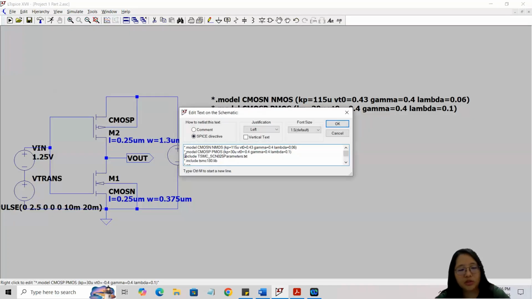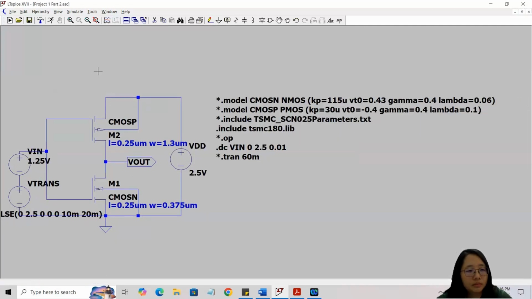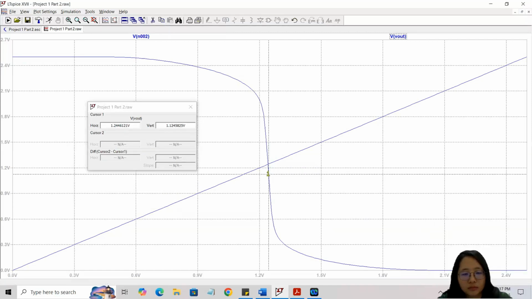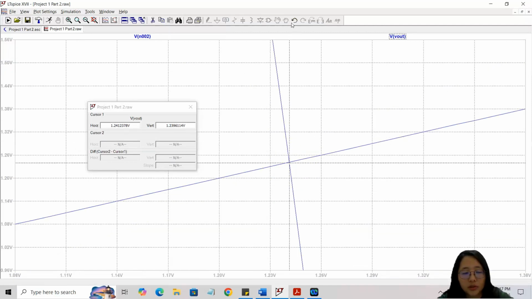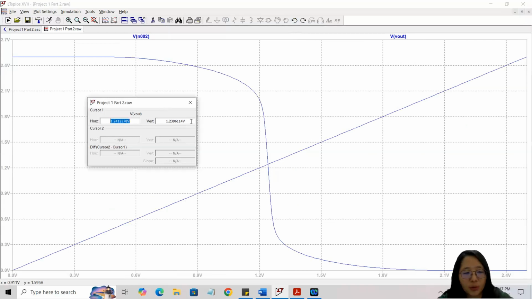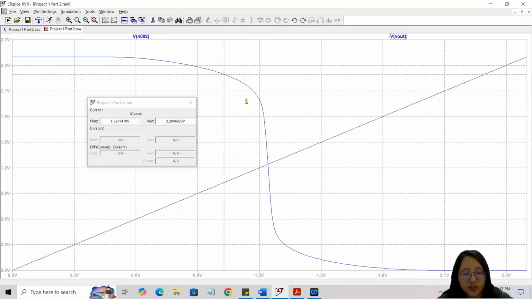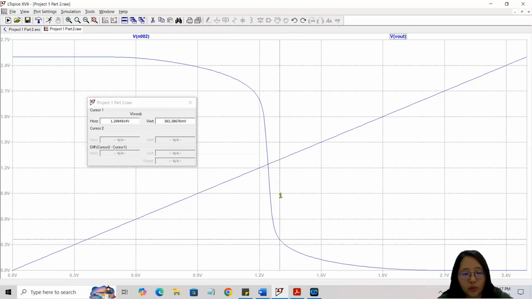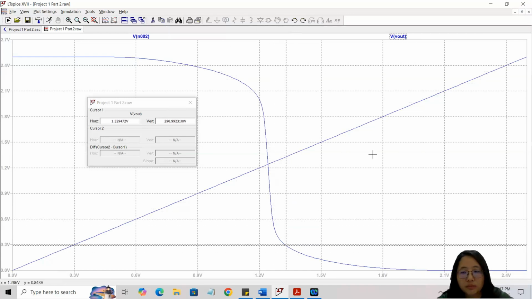Then we will proceed to the TSMC 180. This one is the VTC curve for TSMC 180. We can observe that the VTC curve is also different from the TSMC SCN025 and SPICE level 1. Here, we can see that the VM is almost equal to 1.24 V. From the VTC curve, we can also get the VIL and VOH when the first slope is equal to -1, and the VIH and VOL when the second slope is equal to -1.